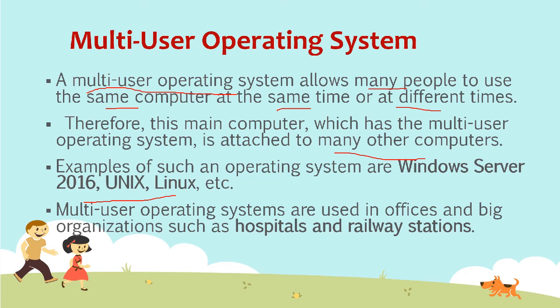So multi-user operating systems are used in offices and big organizations like hospitals and railway stations. For example, in a railway station, if a person cancels a ticket, it will not be updated in only one system, right? The same information will be updated in the next counter also. This type of operating system is called multi-user operating system, and it is mainly used in offices and big organizations.